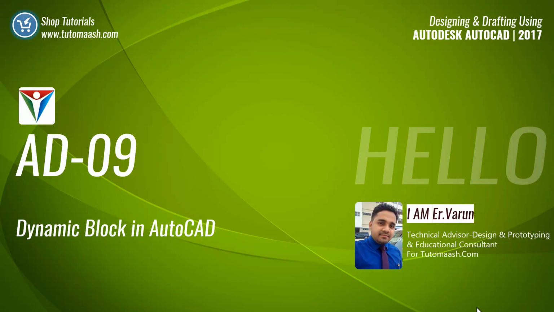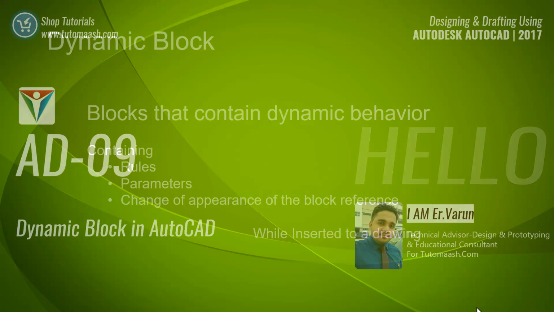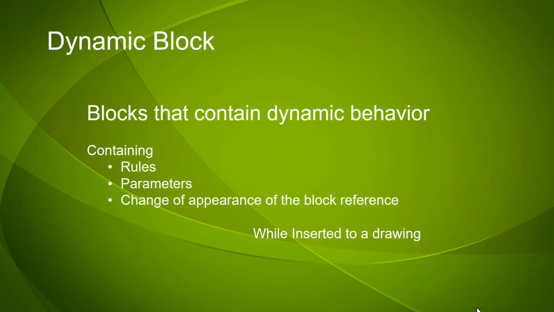In this session, we'll be discussing Dynamic Block in AutoCAD. Dynamic block is a block that contains dynamic behavior. It may include certain rules, parameters, or change of appearance of the block itself. Basically, dynamic block is really useful while you're designing many complex designs and structures.